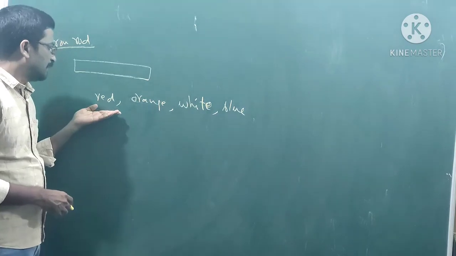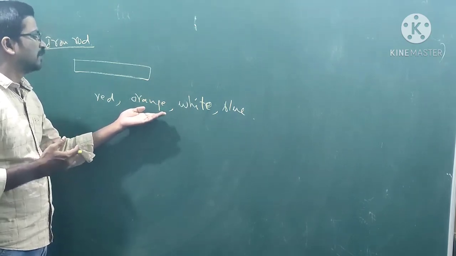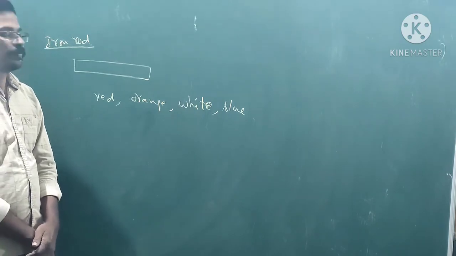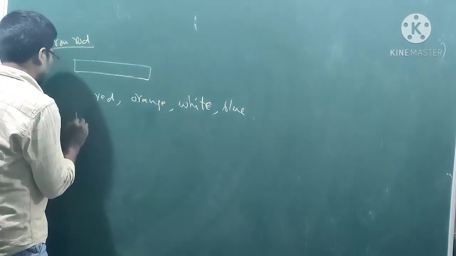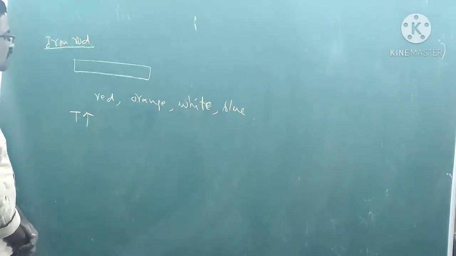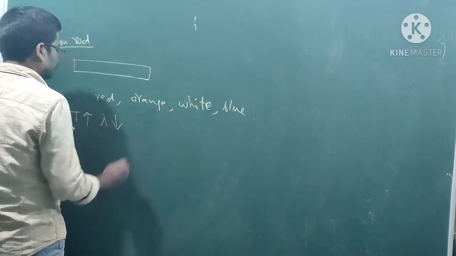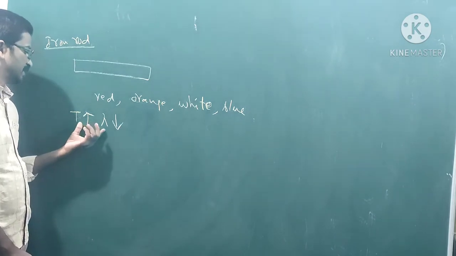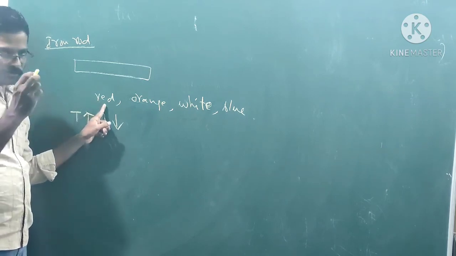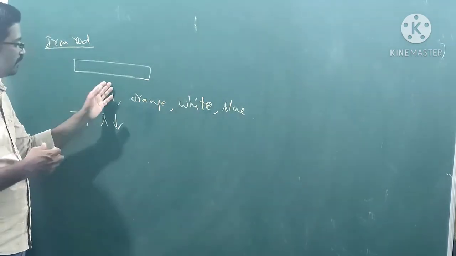What do we understand? The metal emits red color radiation, and after continuous heating it emits orange, then white, and then blue color radiation. So the temperature increases. We understand that when temperature increases, wavelength decreases. Red light has a longer wavelength; orange, white and blue have shorter wavelengths, going from longer to shorter.